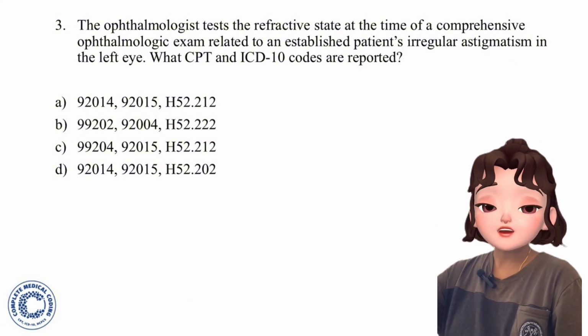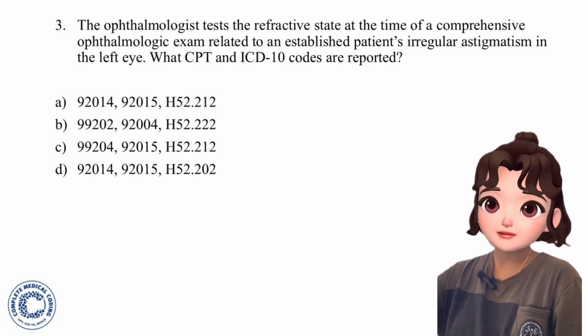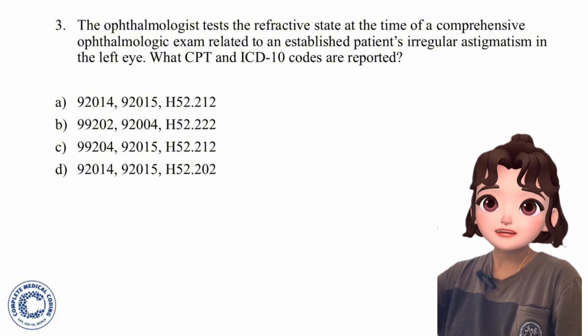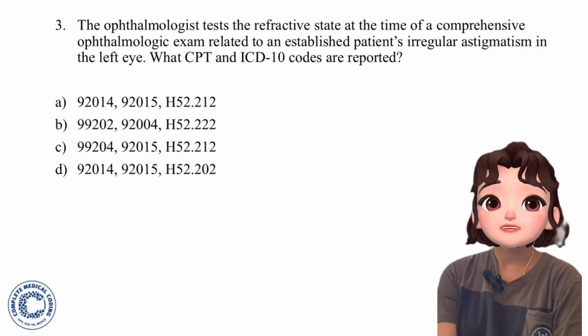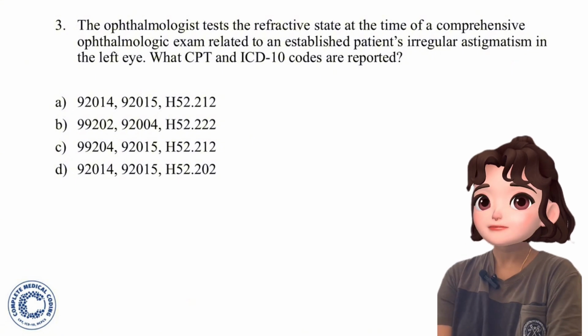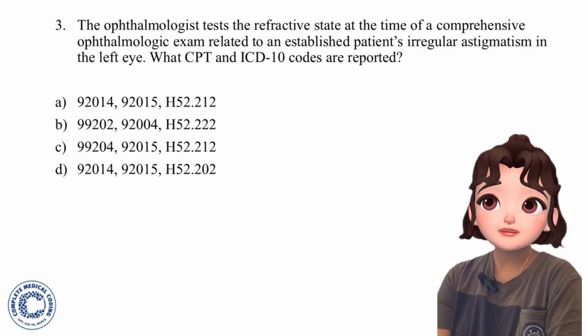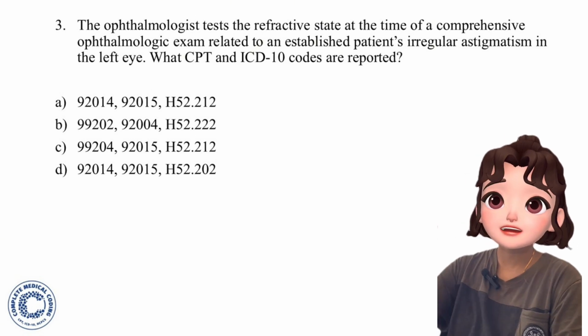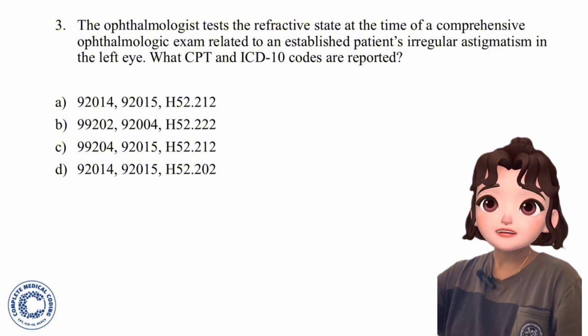Finally, what is the diagnosis? In both options A and D, 92014 and 92015, both are correct. Now let's find out the exact diagnosis, whether it's H52.212 or H52.202. So go to the ICD code book. In the ICD book, H52.212 is irregular astigmatism, left eye, and H52.202 is just unspecified astigmatism, left eye.